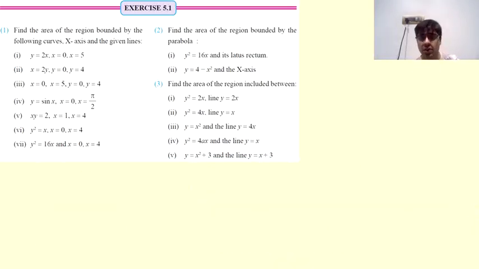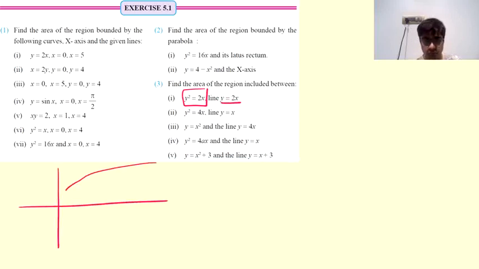With that, let's go ahead with the first question of the third main question. You need the area of the region included between y square equal to 2x and y equal to 2x. Y square equal to 2x, it's a parabola opening in the right hand side direction, and y equal to 2x is a straight line passing through the origin and having a slope of 2. So that line will look like this. We need the value of this area.